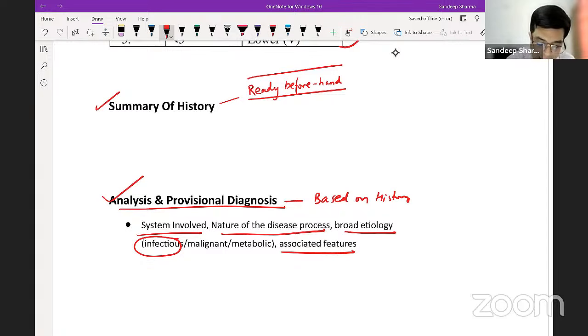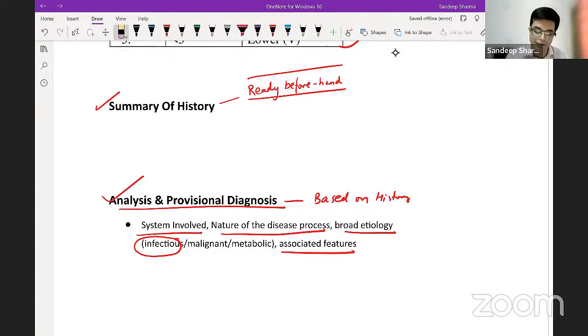Summary of history and analysis seem similar, but they are not the same. I will explain again. Summary of history is summarizing the key points. Analysis and provisional diagnosis is you analyzing the content and telling what system is involved, whether it is acute, chronic, or insidious in nature. What is the type of illness we are dealing with? Is it a congenital infection, a genetic problem, an infectious condition, or a malignancy? And you will talk about any associated features like malnutrition, or any allergies present in the patient, right?